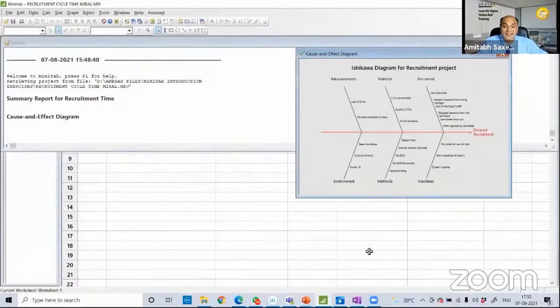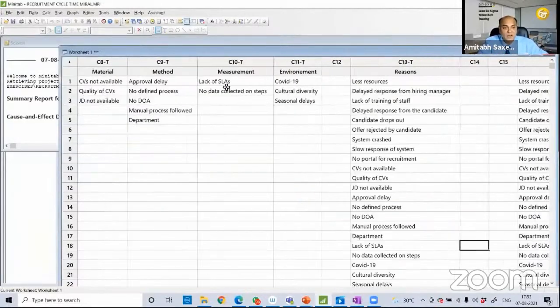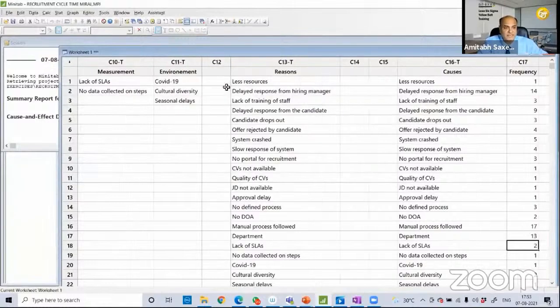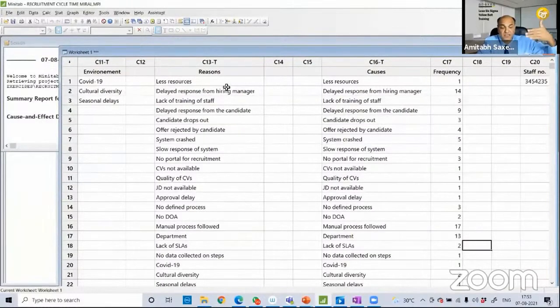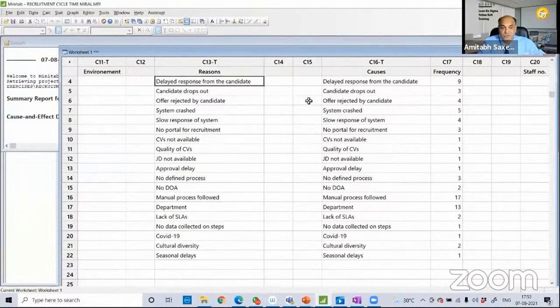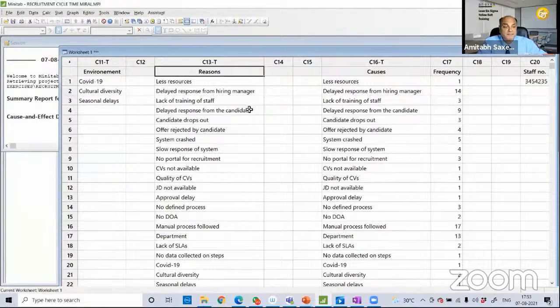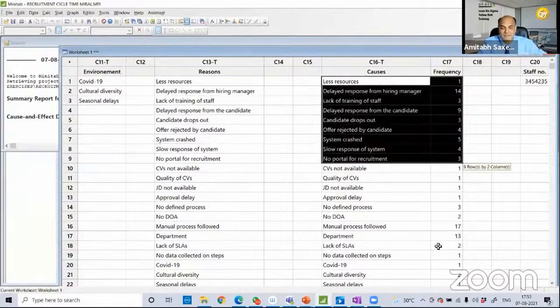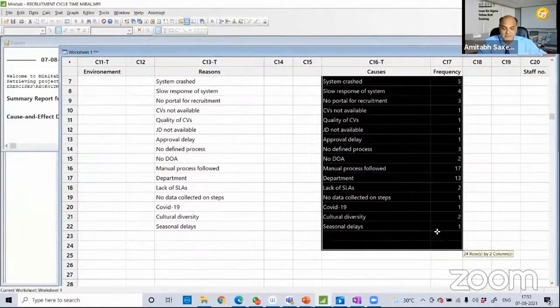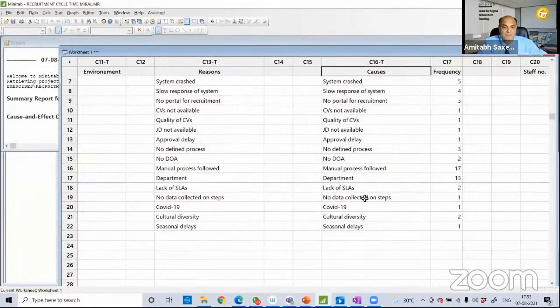So what I'll do, I'll prioritize. I will list it down. Reasons: less resources, delayed response. These are the listed reasons of all the delayed recruitments that happened in the past, say, 1 month or so. And then I do a cause and effect diagram. Sorry, Pareto analysis, which is occurring most of the time. I list it down here, which is occurring most of the time. Okay.